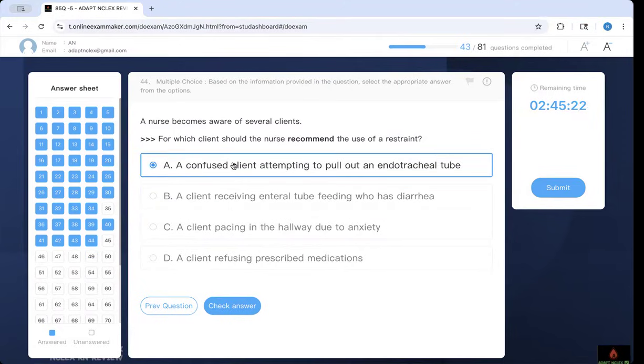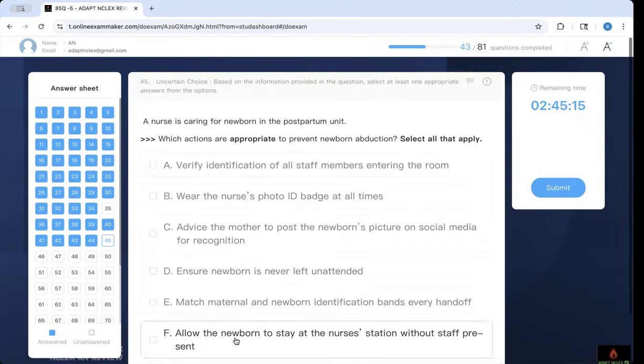Patient is confused, attempting to pull out the endotracheal tube. When they pull it out, that's an emergency, an airway emergency. This patient needs to be restrained.